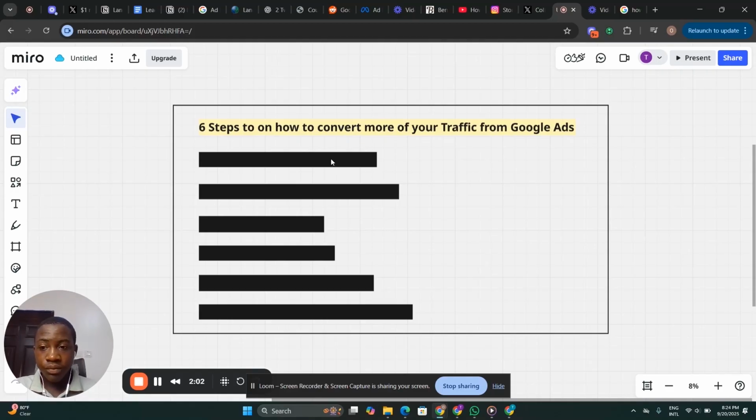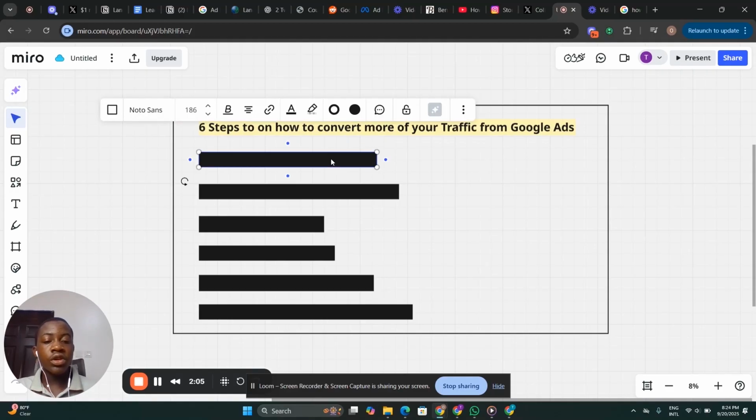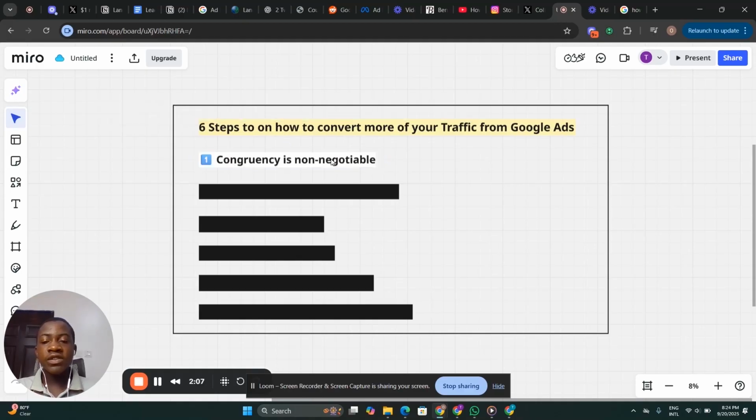So the first one here is congruency is non-negotiable. And what I mean by that is when it comes to Google Ads, congruency is non-negotiable. What the person searches into Google, what they see in your ad, and when they click on the ad and get into your site must be congruent. There must be no disconnect. When someone searches women's shoes, they see your ad, they click on it, and when they get to your site, they want to also see a page specifically talking about women's shoes.